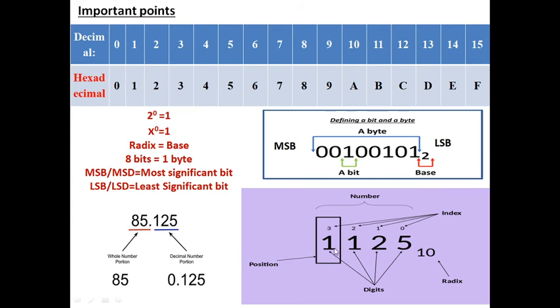Then just consider a number here, 1125. It's a decimal number, that's why the base is 10. Base is also called a radix. Then these are called each digit. This is a full number. This particular number has 4 digits. Now on top of this I have written the index of it, meaning its position: 0th, 1st, 2nd, 3rd, 4th, 5th and so on. So these are the index of it, and this is a position.